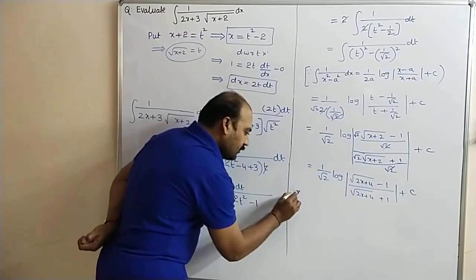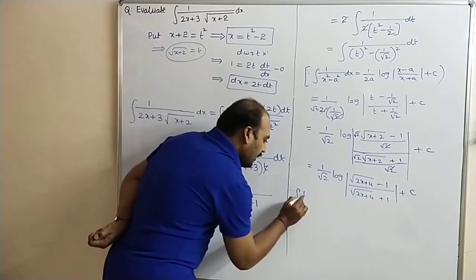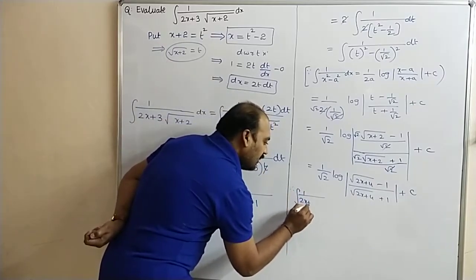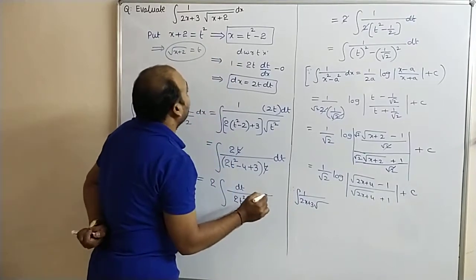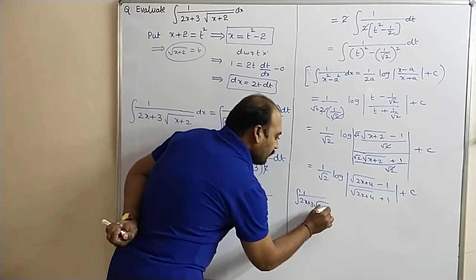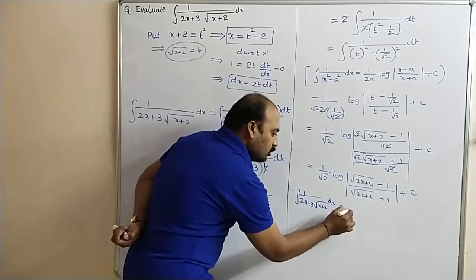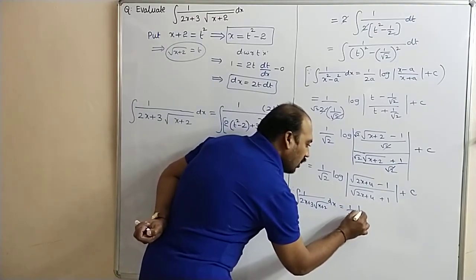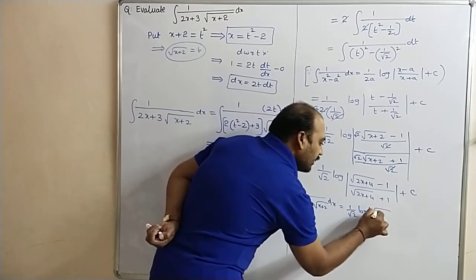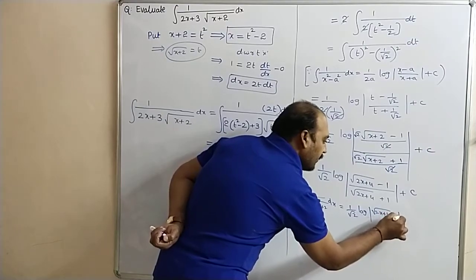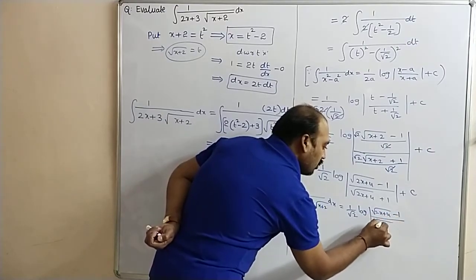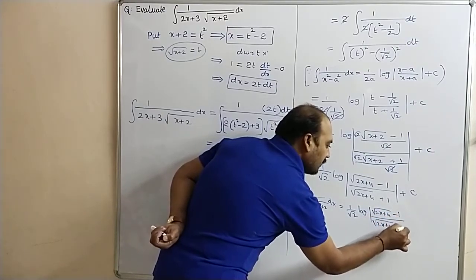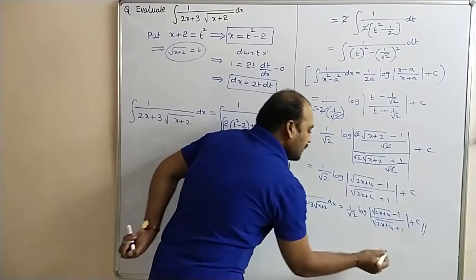Therefore, the conclusion step: integral 1 by (2x plus 3) into square root of (x plus 2) dx is equal to 1 by root 2 log mod root (2x plus 4) minus 1 divided by root (2x plus 4) plus 1, plus c. Hence the result.